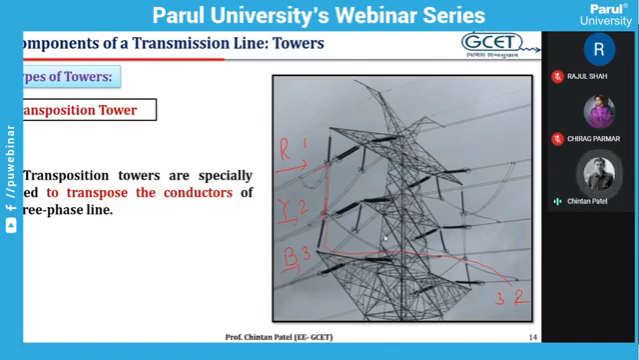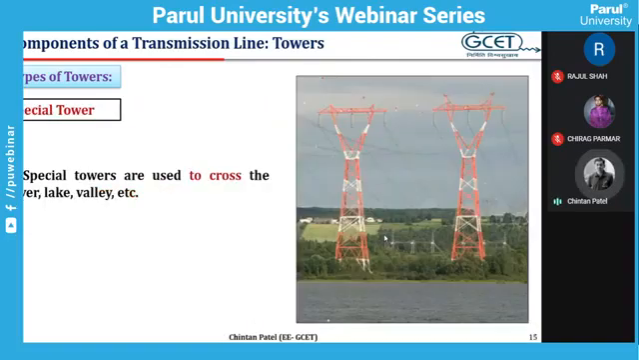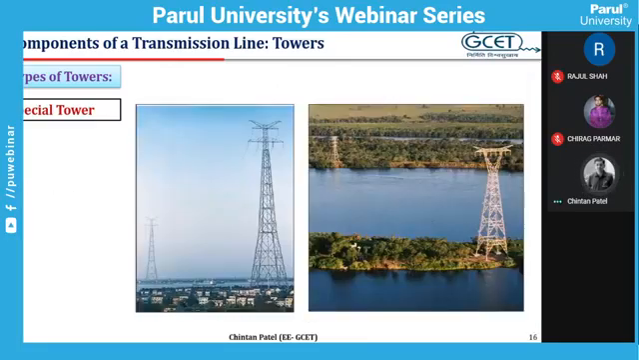So depending upon the transmission line length, there are transposition towers. The next is a special tower. You can observe something special in this tower, that is its height, its design. This type of special towers are used to cross either river, lake, valley, pond, etc. They can be identified from their gigantic structure and a slightly different design as compared with the conventional towers.